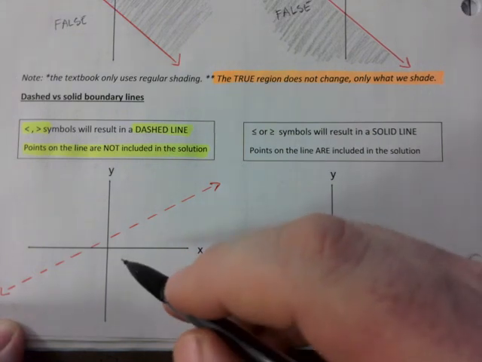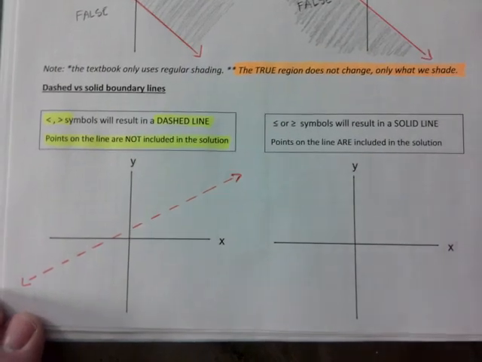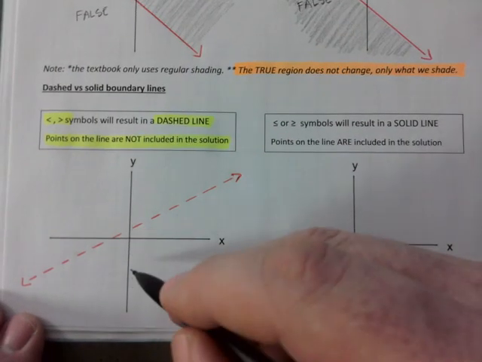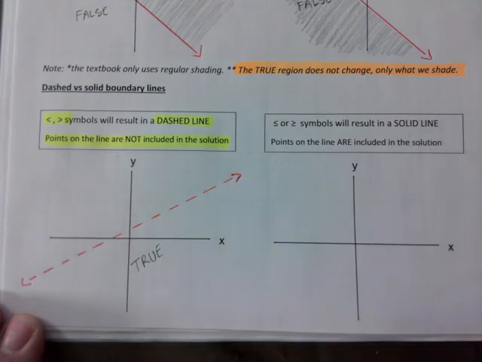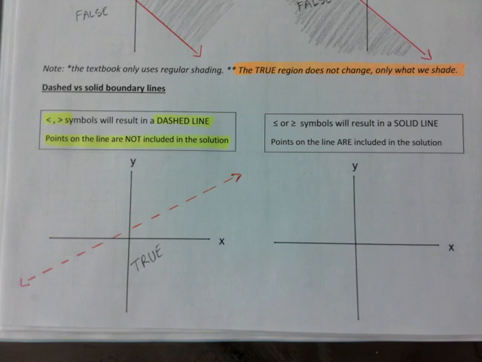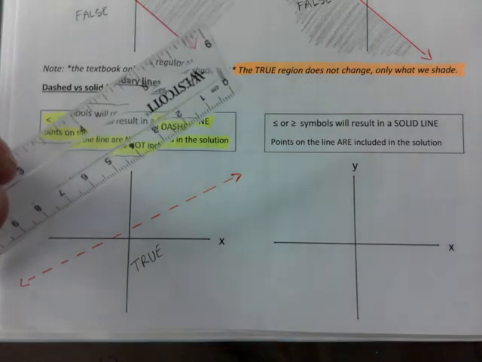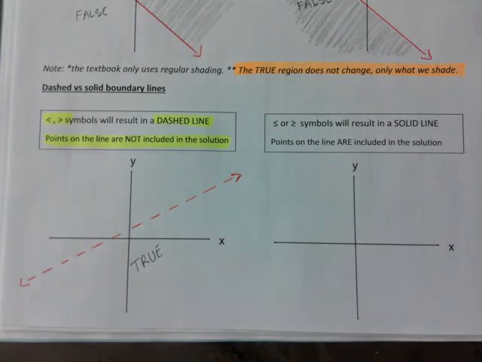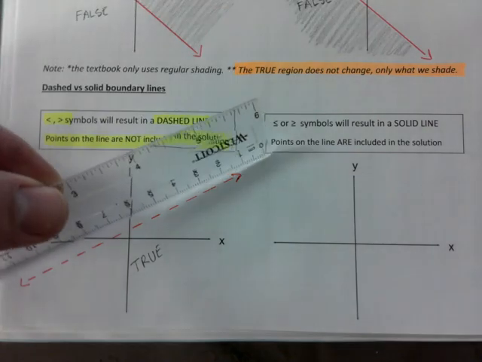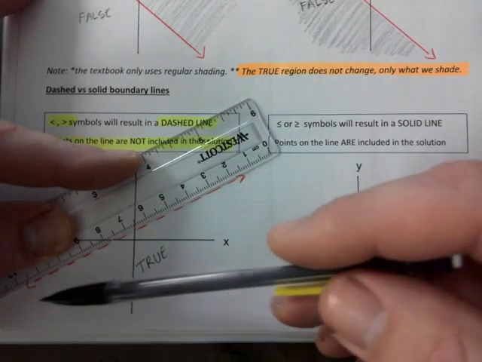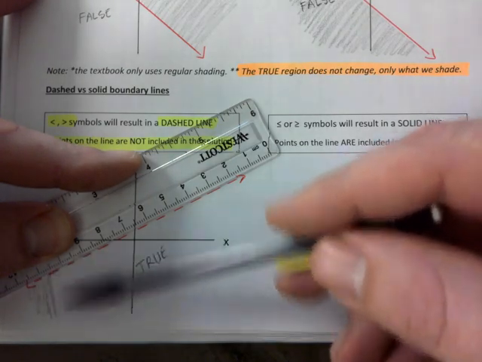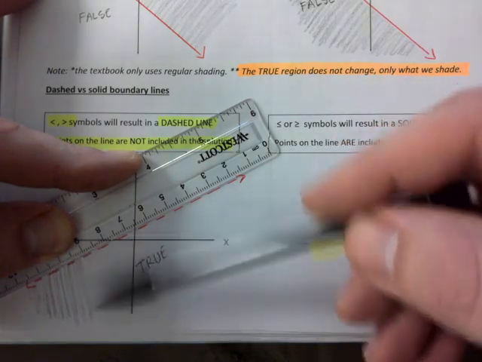So let's say that we determine that as a boundary line, and we determine that the true region lies underneath. And so I'm going to decide to shade the true region in this case. So here we go. What kind of shading am I using if I shade the true region? It's regular.